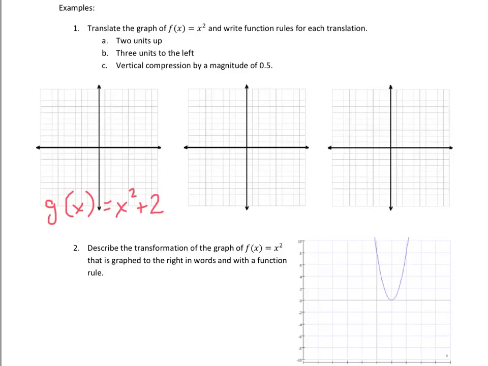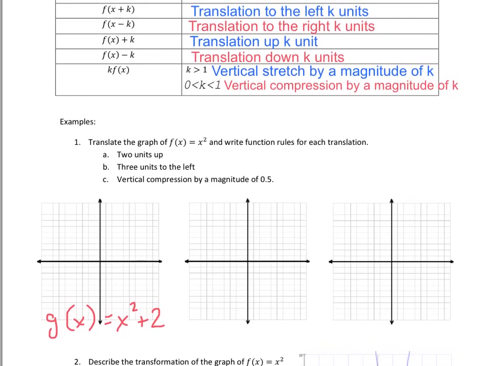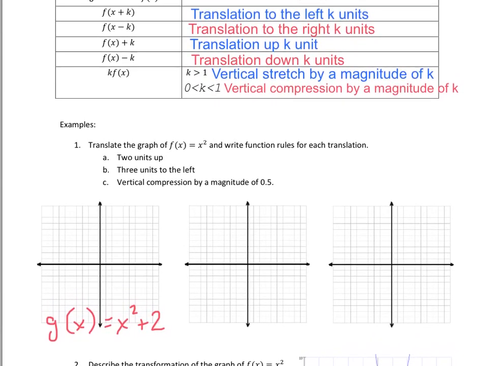All right, for the second one, we want to go 3 units to the left. Now, according to our rules above, if we want to go to the left, then we need to add to x. Right here, add to x. So we'll make this graph h of x, and I'll do x plus 3 squared.